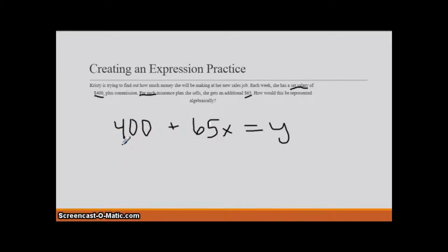So the 400 represents her set salary, the 65 represents how much money she makes per insurance plan, and the x represents how many insurance plans she sells.